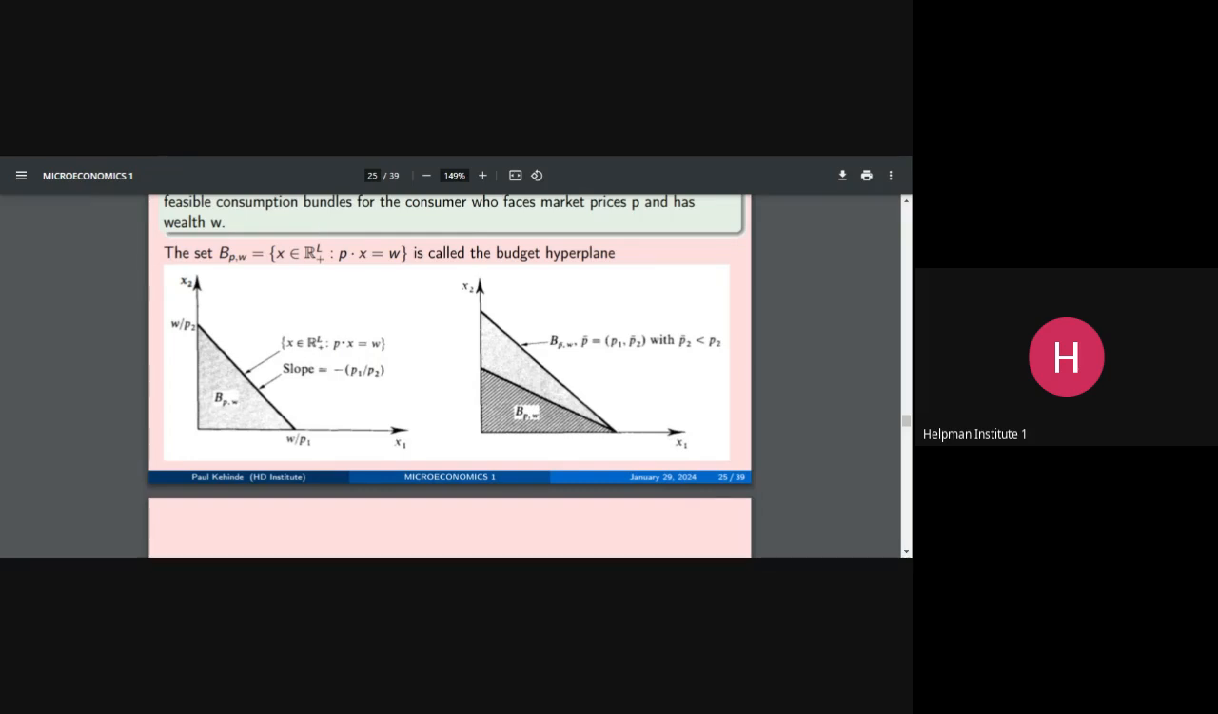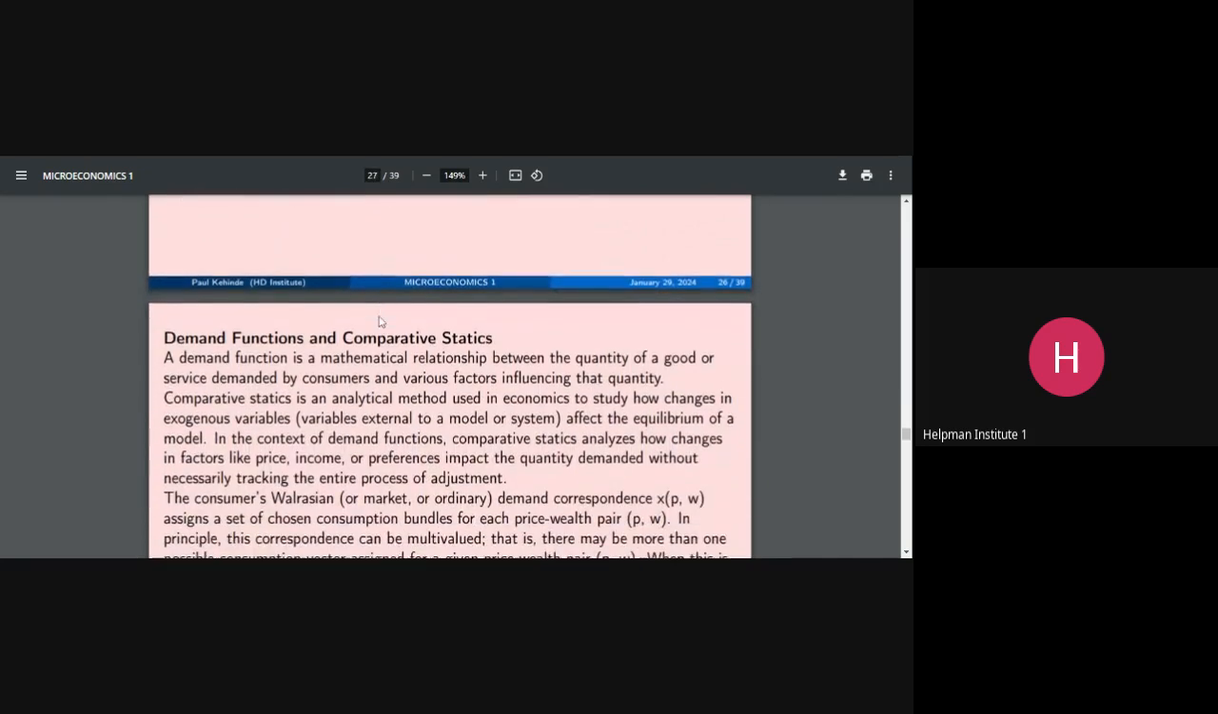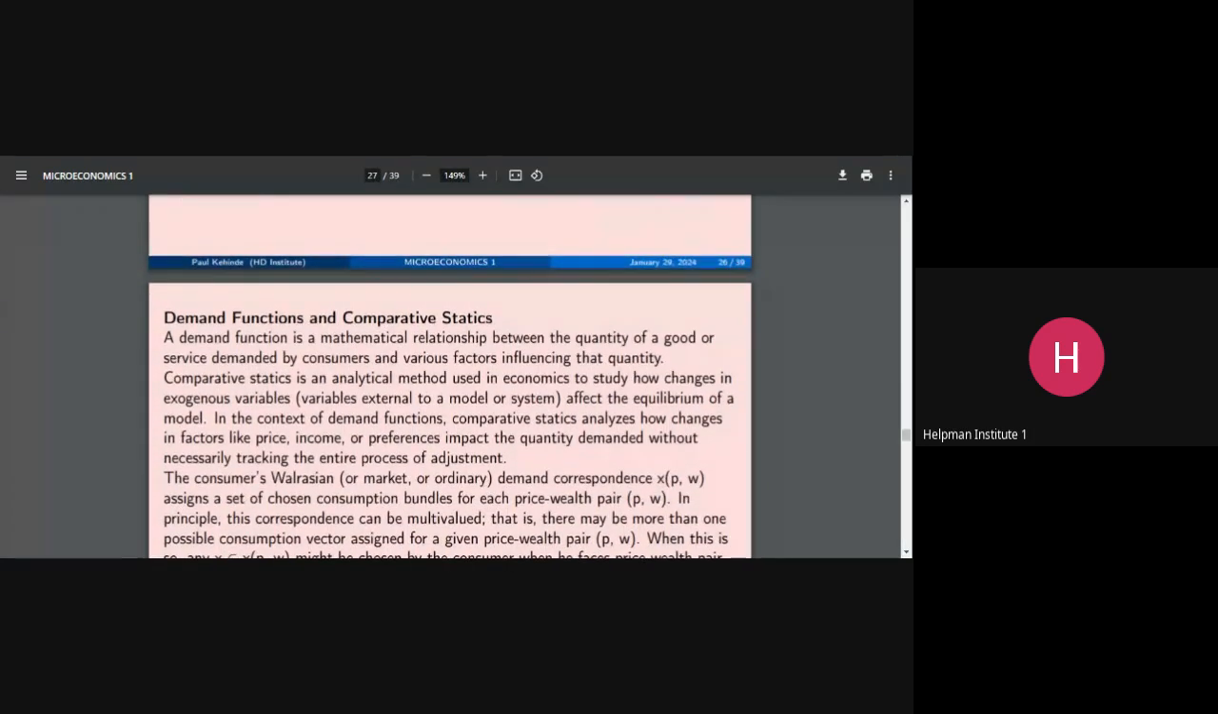All right. So generally, we call such a function a demand function. All right. Any question? All right. So we call that function a demand function.